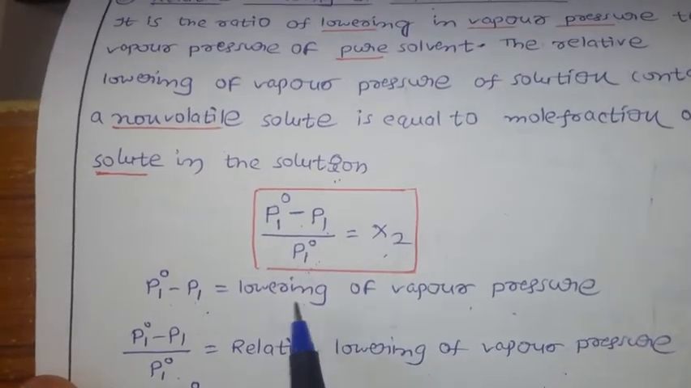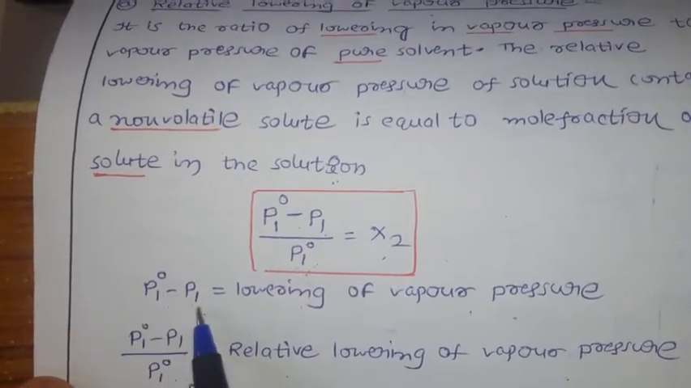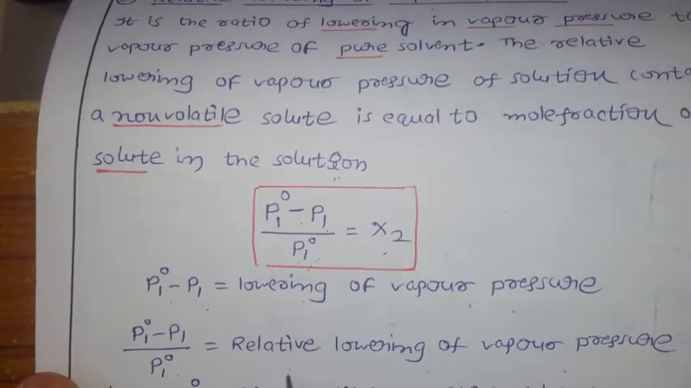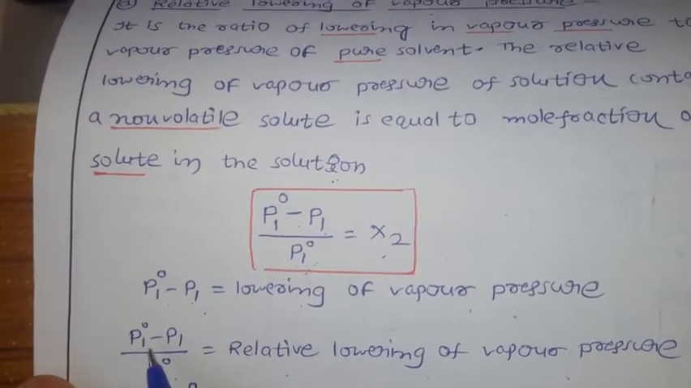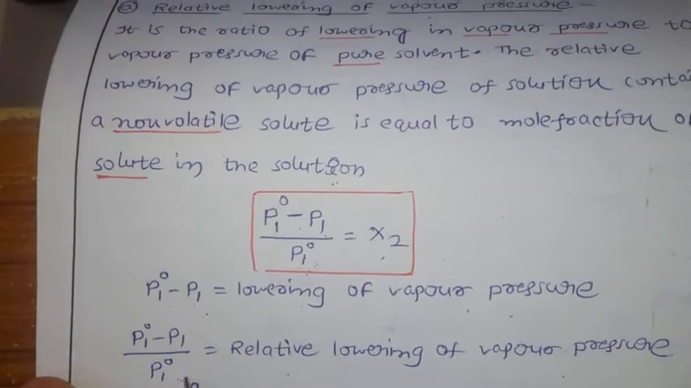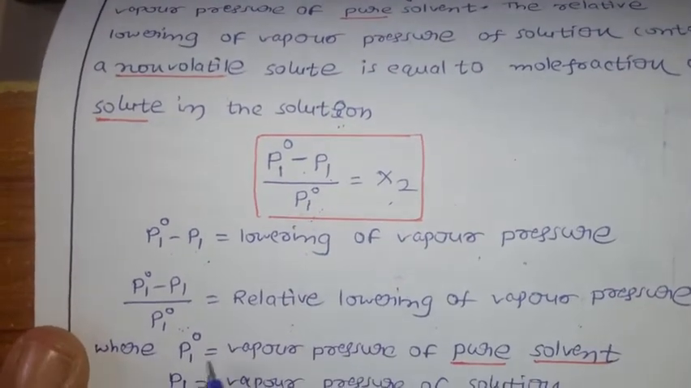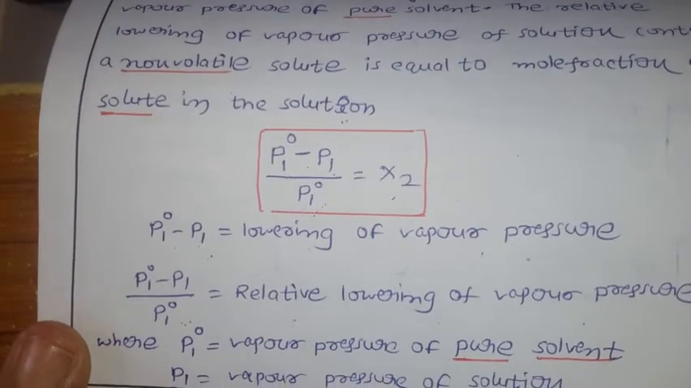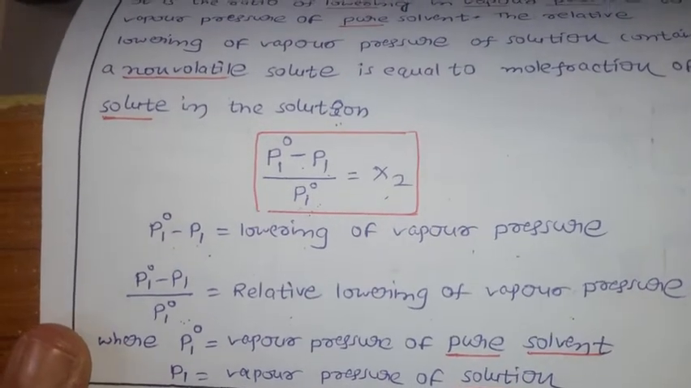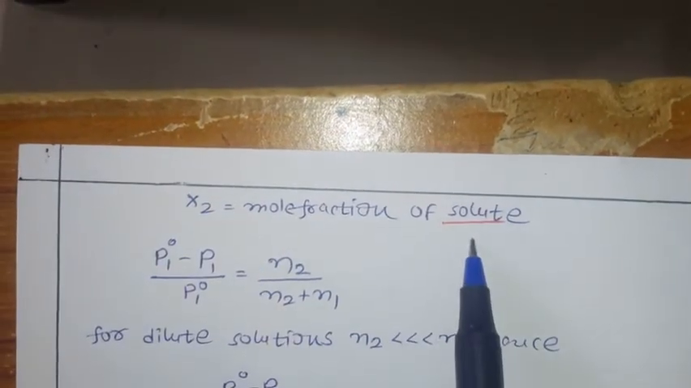If lowering of vapor pressure, you have to find out P1 naught minus P1. Relative lowering of vapor pressure means you have to find out P1 naught minus P1 divided with P1 naught. Already we discussed here, P1 naught means vapor pressure of pure solvent, P1 means vapor pressure of solution. Now X2 means mole fraction of solute.